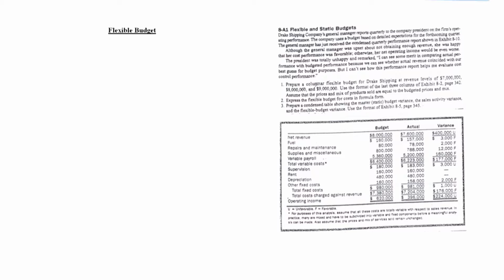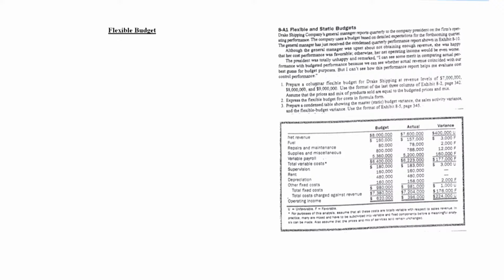Prepare a columnar flexible budget for direct shipping at revenue levels of, say, 70 lakhs, 80 lakhs and 90 lakhs dollars. That is the sales level of 70 lakhs, 80 lakhs and 90 lakhs of dollars. So, use the format of the last 3 columns. It means the format which I have discussed with you in the PPT, we have to use that format and assume that the prices and mixes of the products sold are equal to the budgeted prices and mix.